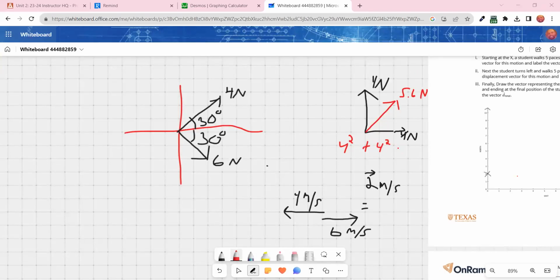4 squared plus 4 squared equals c squared. That's 16 plus 16 equals 32. The square root of 32 is about 5.6. That is how I add those two vectors together.